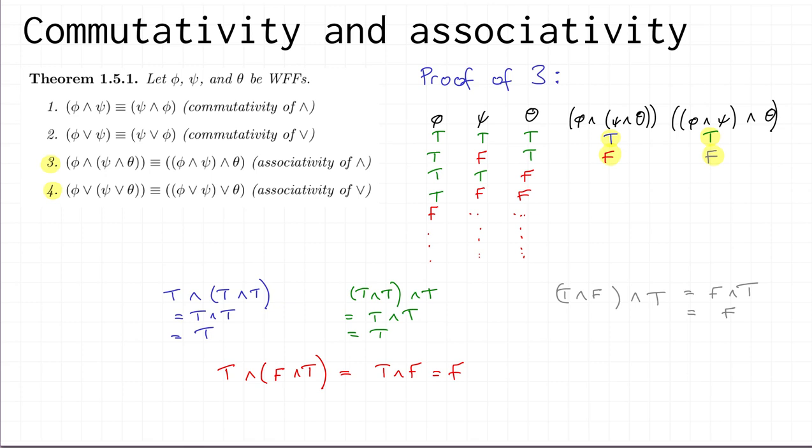Okay, so we can keep doing this, right? We have 6 more computations to do, 12 more computations to do, what you will find is that in every case, the 2 well-formed formulas that label the last 2 columns always have the same truth value, and therefore they are logically equivalent.